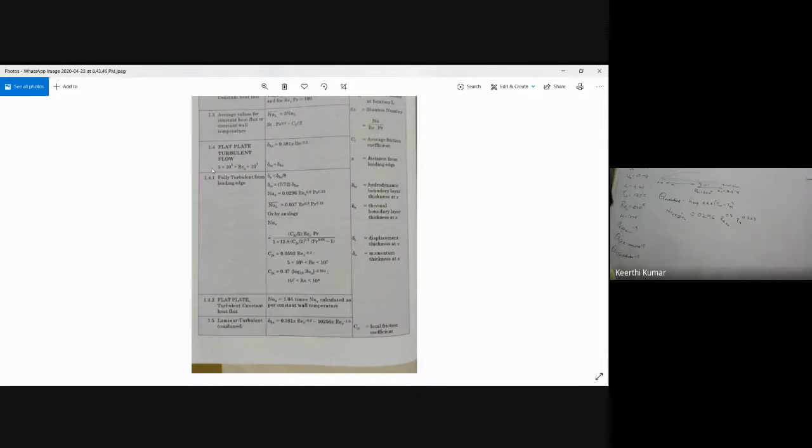There you can see the flat plate turbulent flow. We are supposed to use the entire equation from here. Now Nu at x is equal to 0.0926962 Re to the power of 0.8, Pr to the power of 0.33. This is the value of the Nusselt number. Let us take this as the Nusselt number.